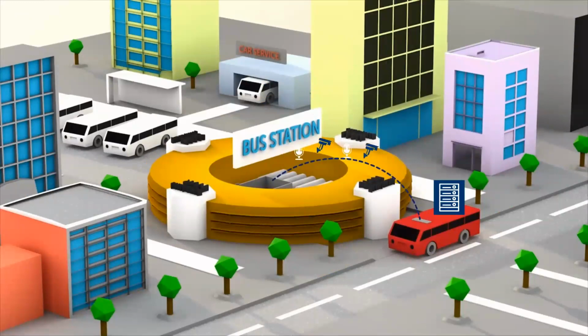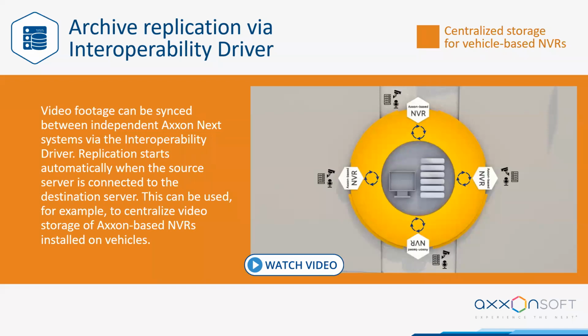Video footage can be synchronized between independent AxonNext systems via the interoperability driver. So it is shown on this video. As an example, you can centralize video storage of AxonNext based NVR installed on the buses.